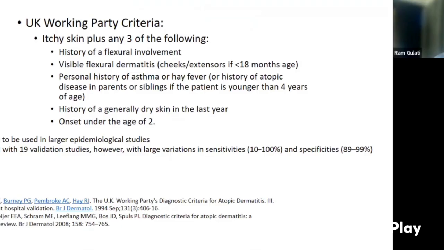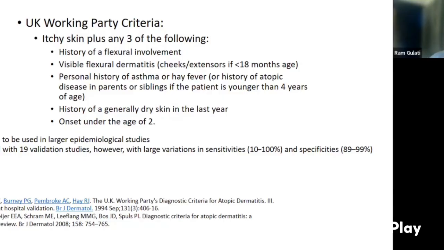And then 3 of the following. Either there is a history of flexural involvement, or you can see a flexural dermatitis, except in children less than 18 months of age, where cheeks or extensors may be seen. There may be a personal history of other atopic conditions like asthma or hay fever. There may be a history of generally dry skin in the last 1 year, and onset below 2 years of age. So 3 of these 5 plus an itchy skin gives you a diagnosis of atopic eczema.